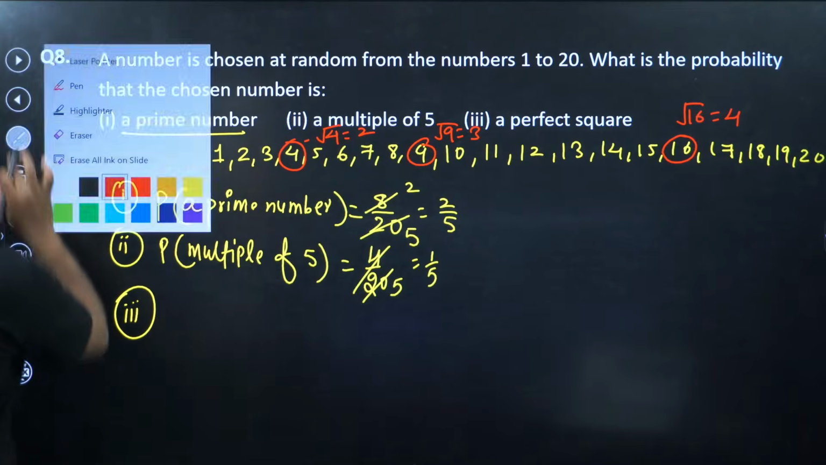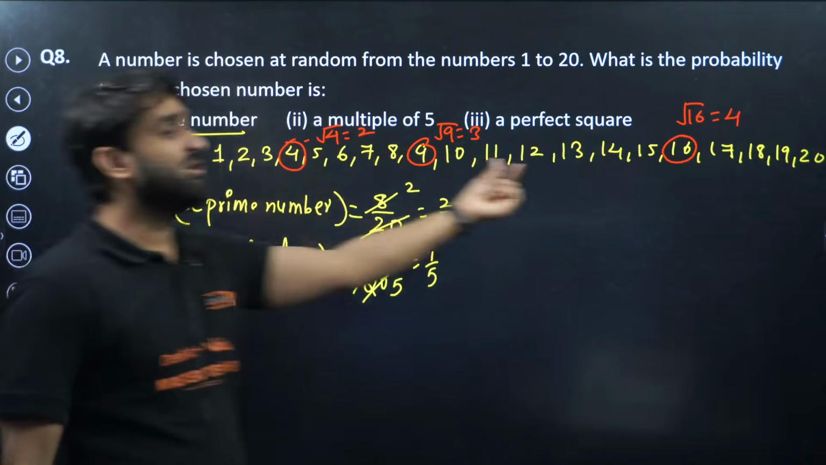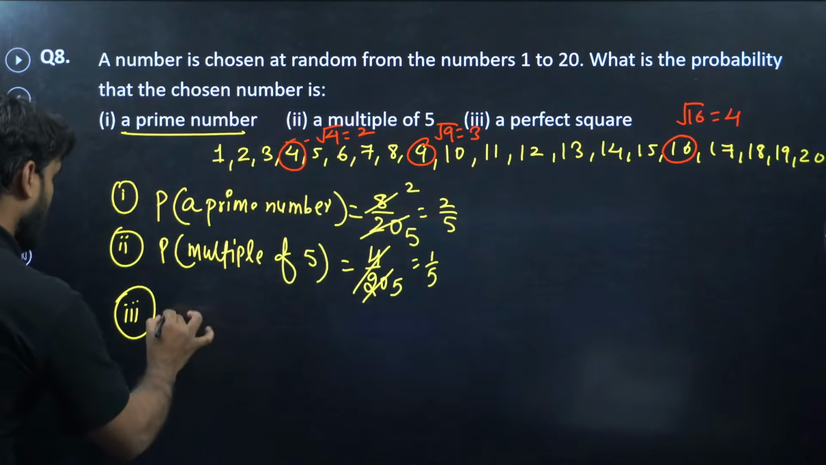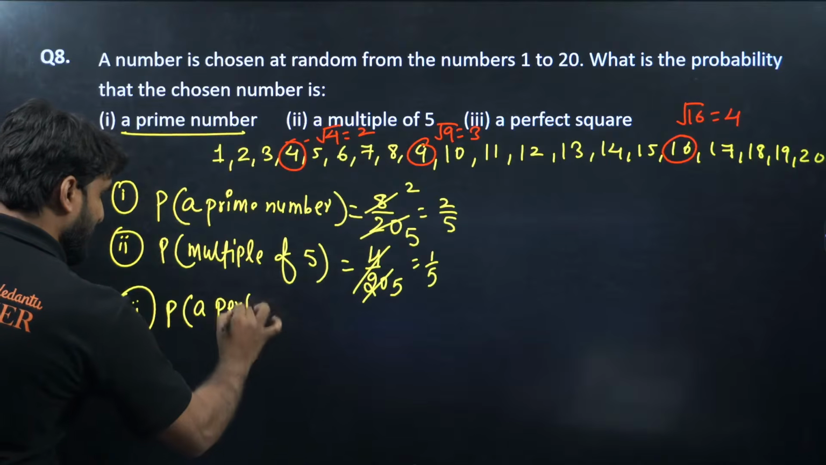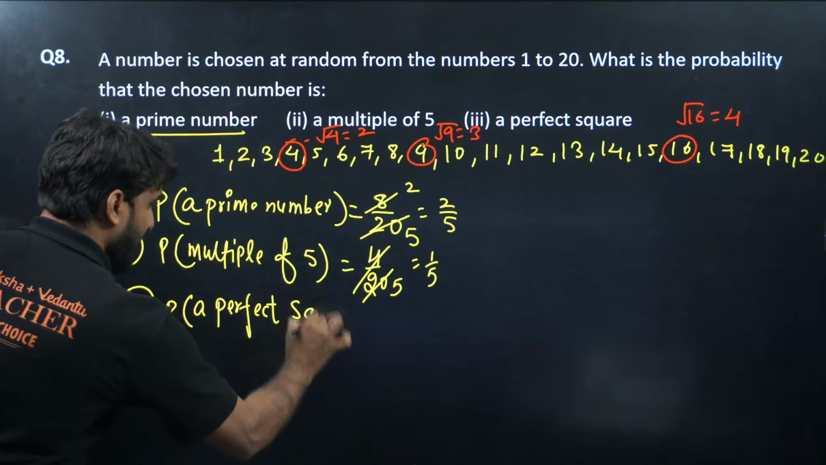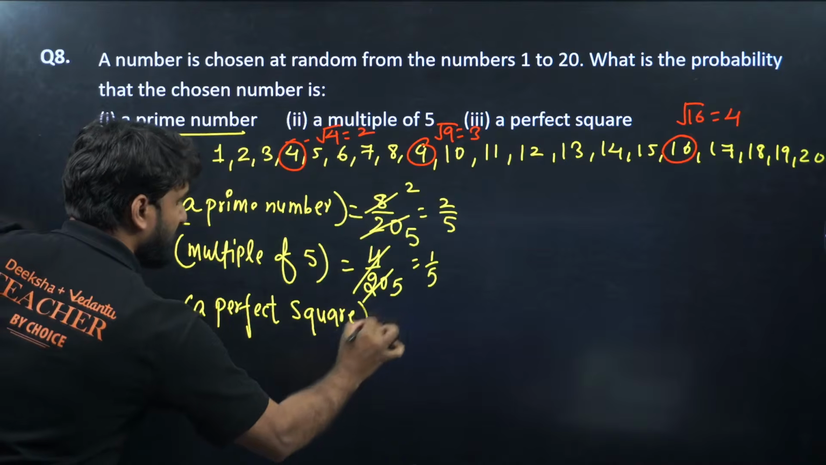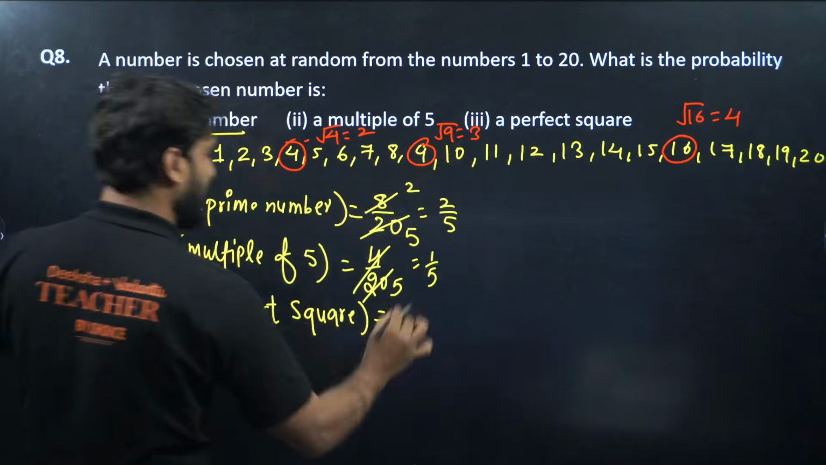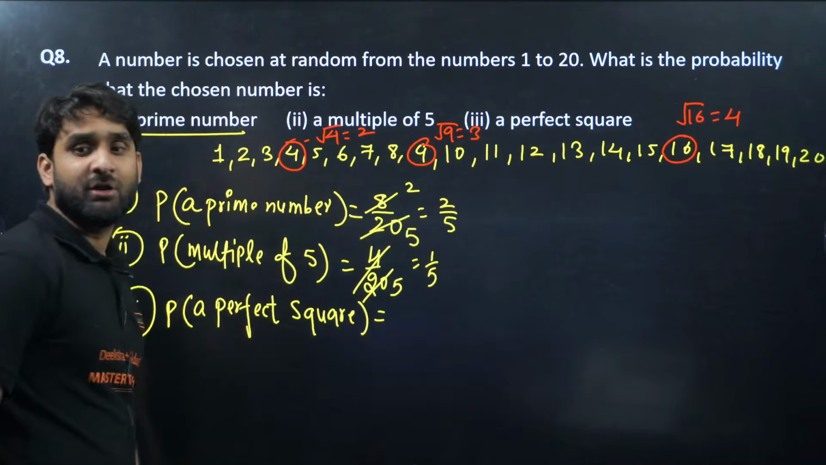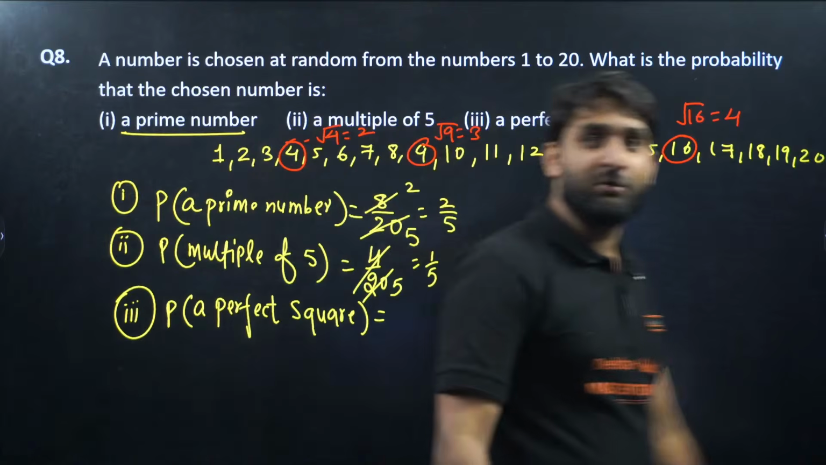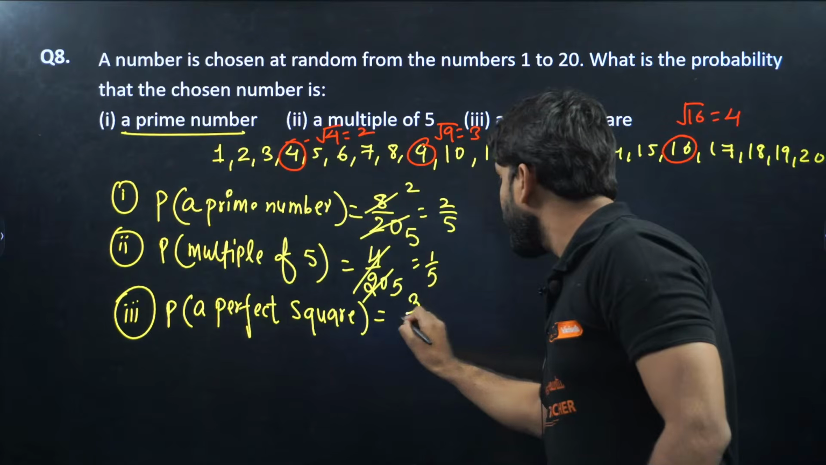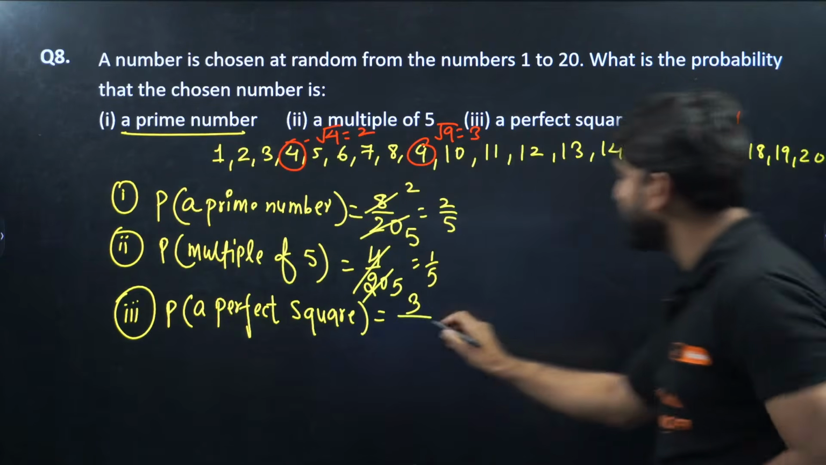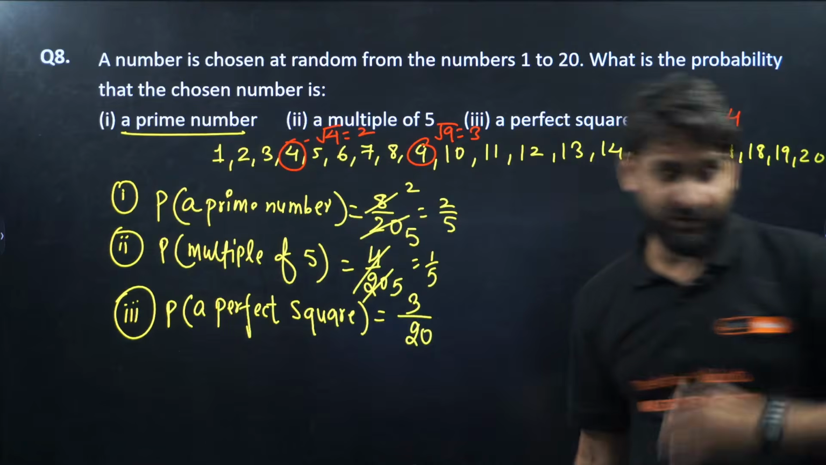So what will be the probability of getting a perfect square from this bunch of numbers? How many numbers? I think 3 numbers: 4, 9 and 16, right? So the perfect squares, we have 3 numbers. So we can write 3 divided by how many numbers total? 20. So the answer will be 3 by 20.